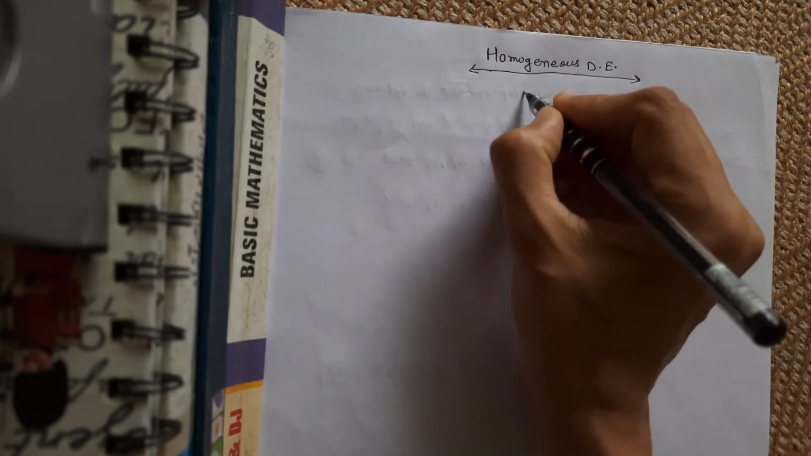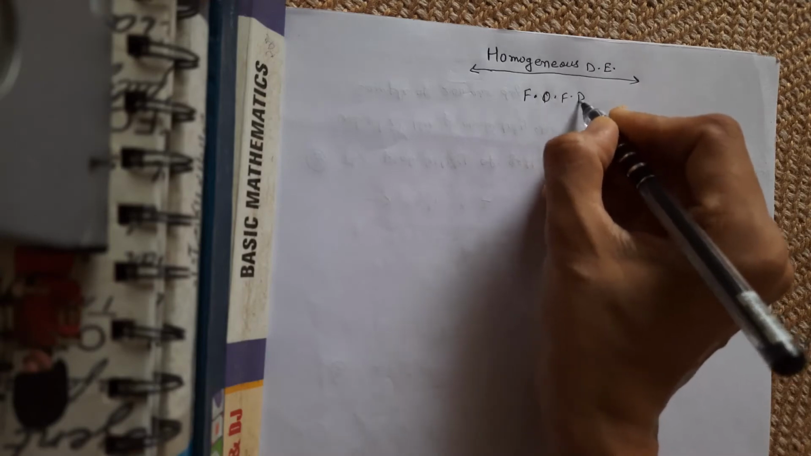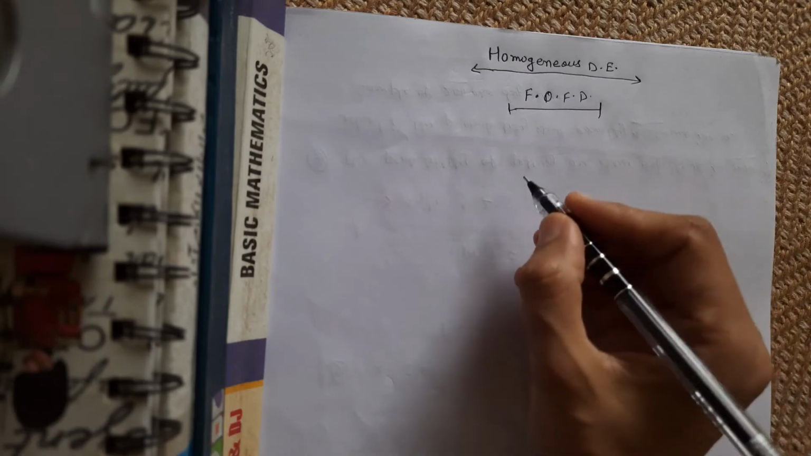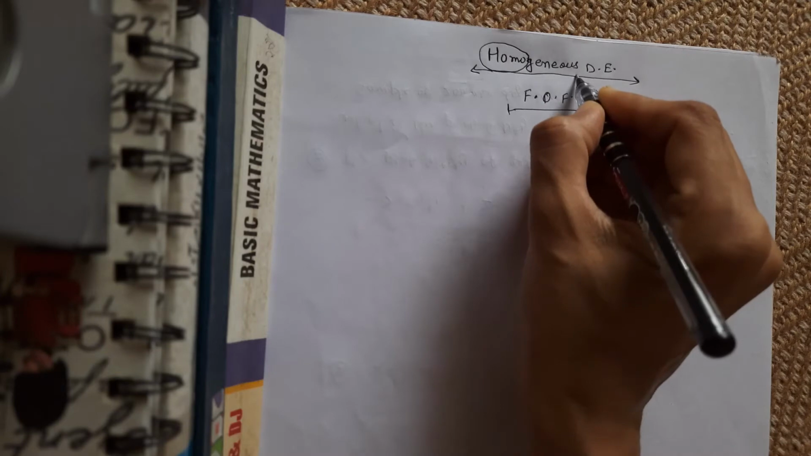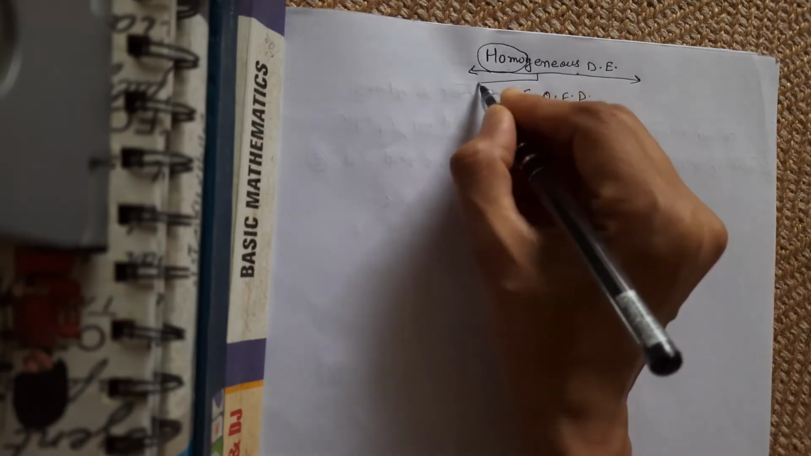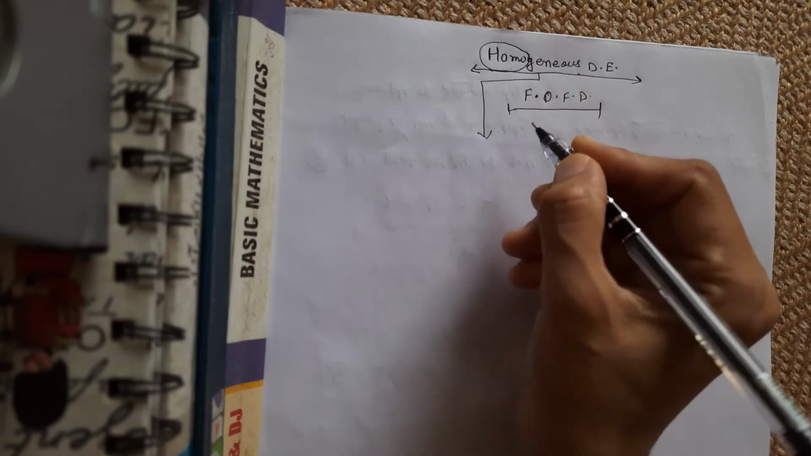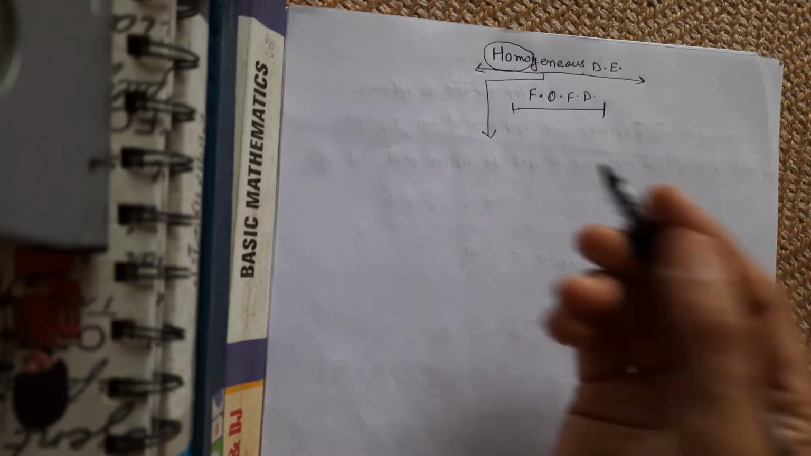Now first of all keep in mind that we are only discussing differential equations of first order and first degree. Okay, higher order we will discuss in some upcoming lectures. So first of all we understand what a homogeneous differential equation is. Homogeneous equation or homogeneous polynomial means if the sum of powers of each term is equal in the polynomial, then it is called a homogeneous polynomial.